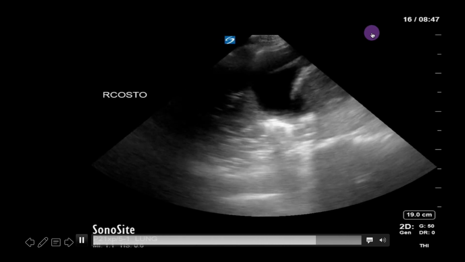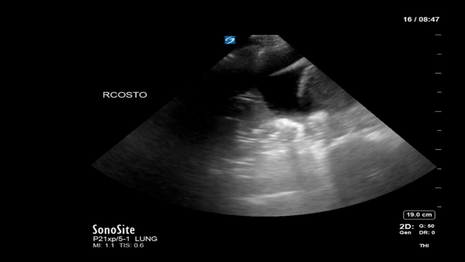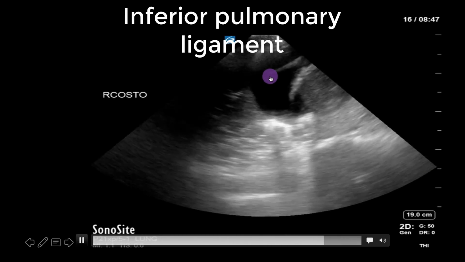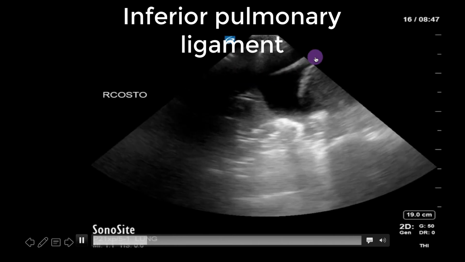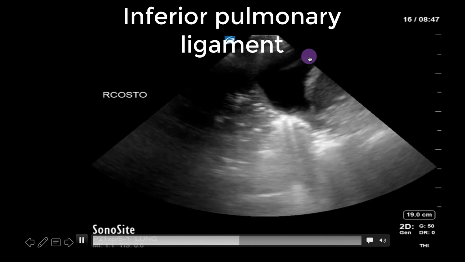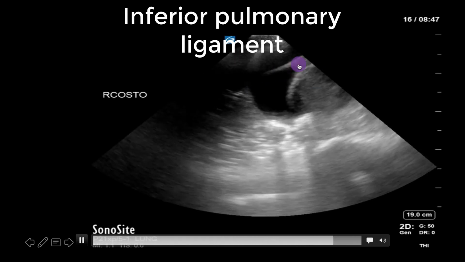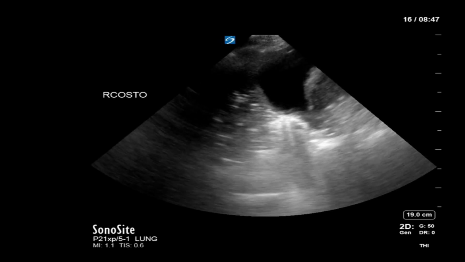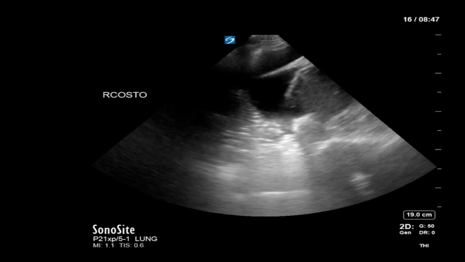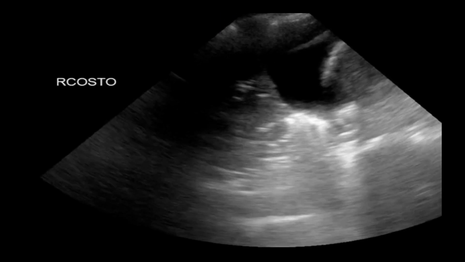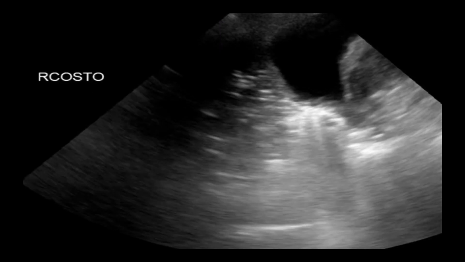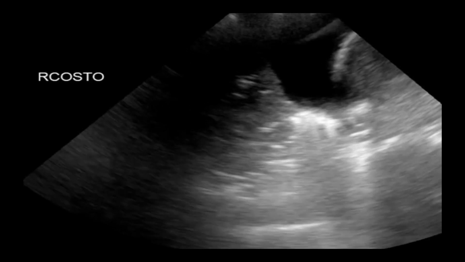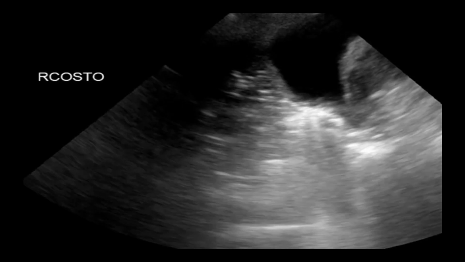One structure you may see that can be confused for fibrin or adhesions is the inferior pulmonary ligament that ties the base of the lung to the diaphragm. Seeing this one big strand in an otherwise anechoic appearing effusion will help you know that it is in fact the inferior pulmonary ligament that you are observing and not a complex effusion. Again, the clinical context is likely to help you in these kinds of situations.